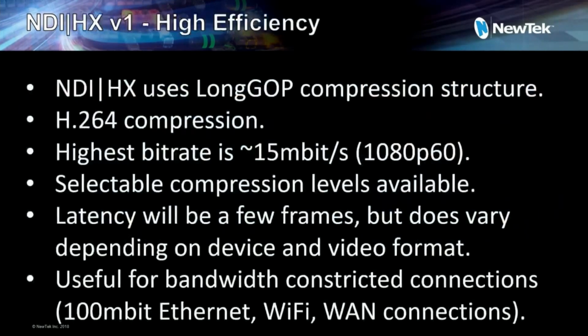Now, NDI HX, which I mentioned, is a different flavor of NDI, and there are now two different types of NDI HX. There's NDI HX1. This uses an H.264 style long GOP compression. It's much lower bandwidth, about 15 megabits. Because of this long GOP compression, the latency is a few frames, so it's a little bit of latency. That's the trade-off: a little bit of latency for more compression. But because of this, it also works better in bandwidth-constricted connections. So Wi-Fi, less than gigabit, or even WAN style connections can benefit because we're not trying to pass as much data through.